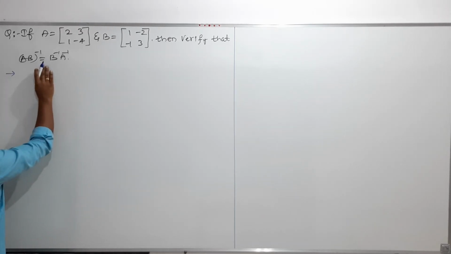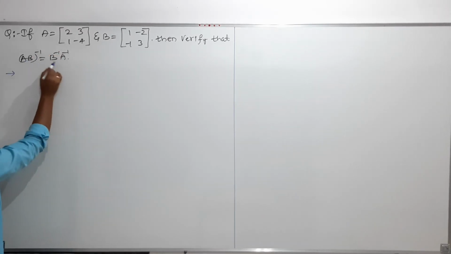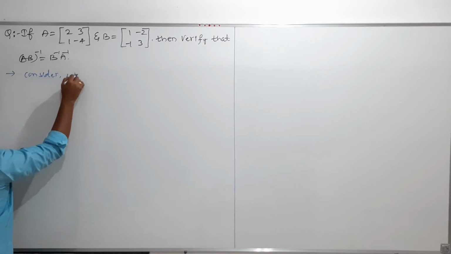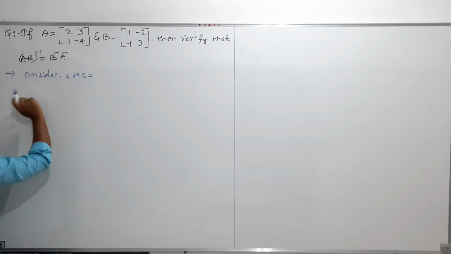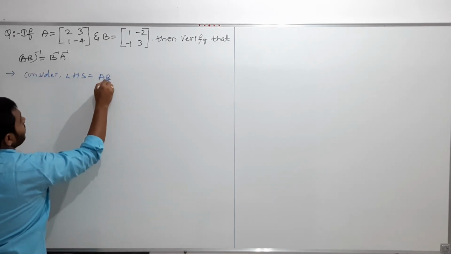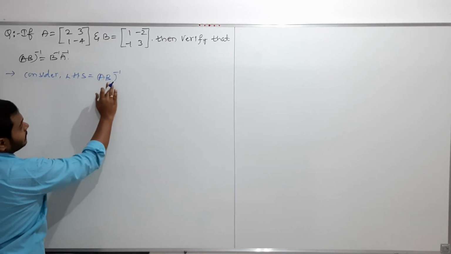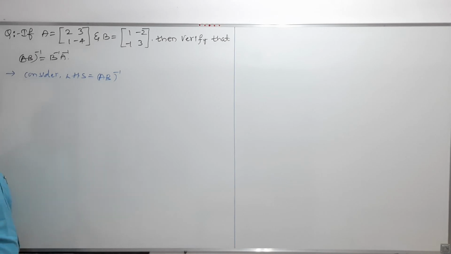Now my dear students, to prove this, first consider the LHS part. So what is the LHS part? The LHS part is (AB) inverse. Clear? It means we should calculate (AB) inverse.